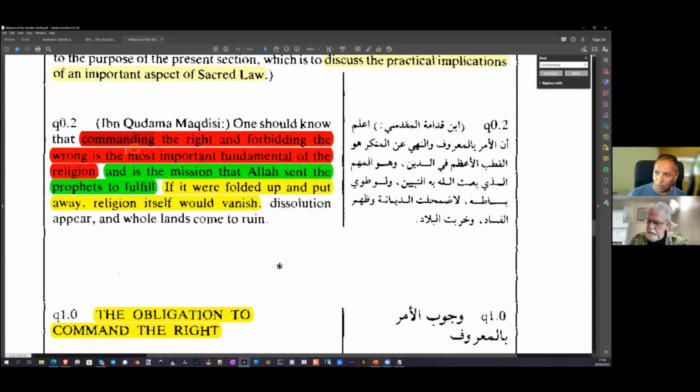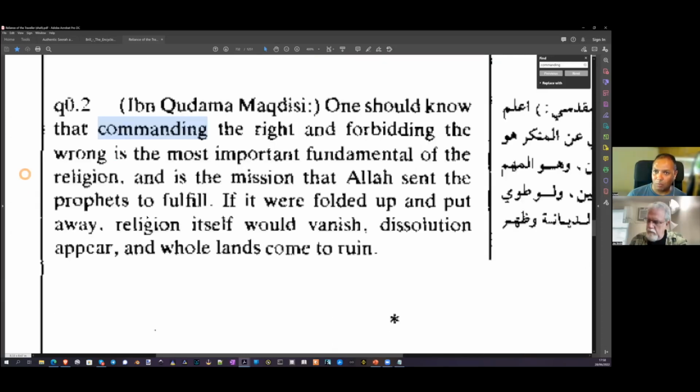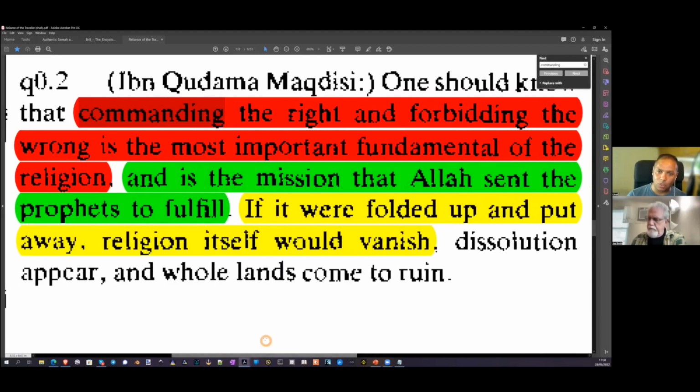So one should know that commanding the right and forbidding the wrong is the most important fundamental of the religion. This is the most important doctrine, the foundational doctrine of Islam. It is the mission that Allah sent the prophets to fulfill. Notice not Muhammad, all prophets. Remember, Abraham was a Muslim, Noah was a Muslim, David was a Muslim, Jesus was a Muslim, Adam was a Muslim, Eve was a Muslim. Muhammad was the first Muslim, Khadijah was the first Muslim, Adam was the first Muslim, Abraham was the first Muslim.